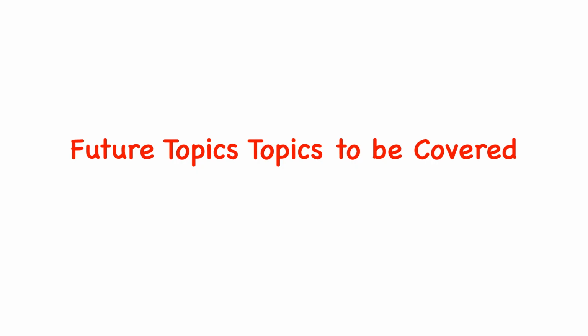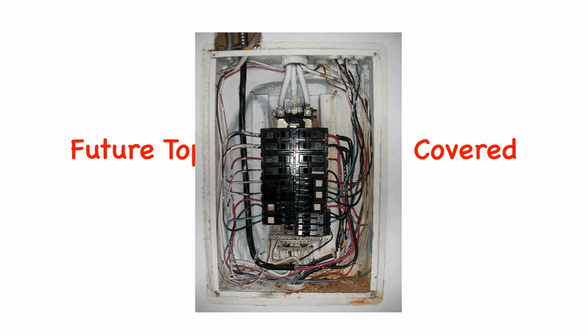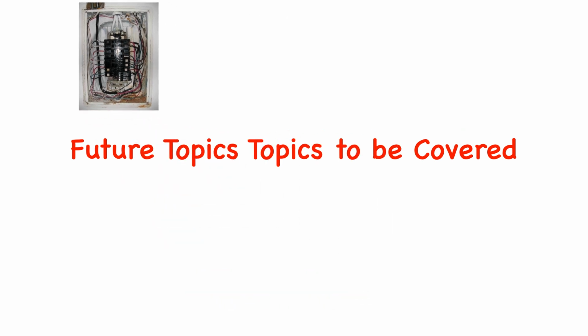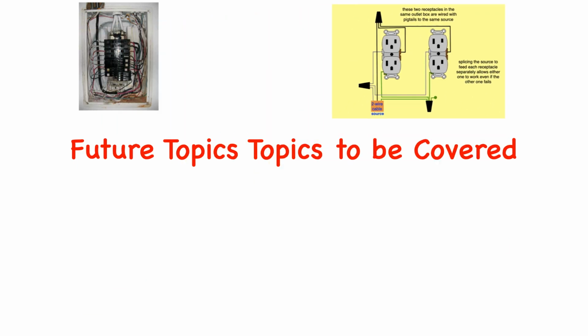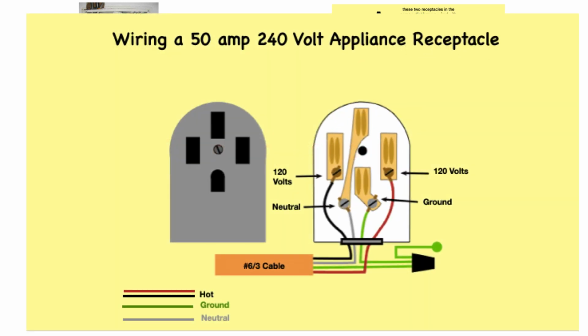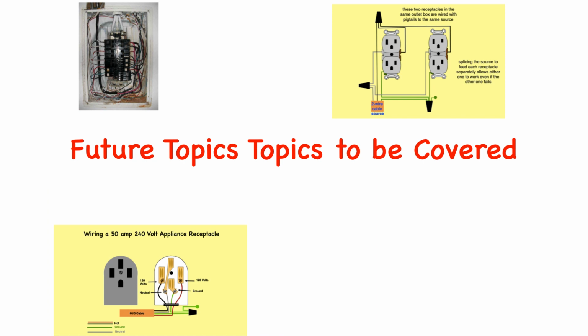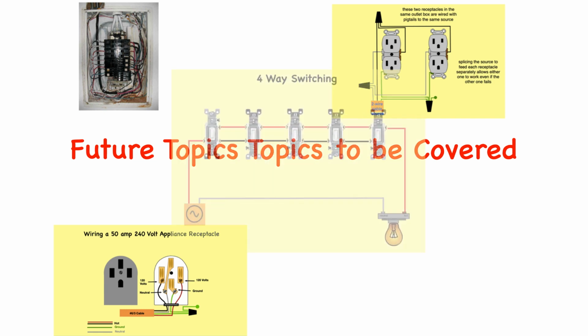Future topics to be covered will include panel wiring. Learn how to properly wire your electrical panel, including identifying circuits, connecting breakers, and ensuring proper grounding. Receptacle connections. Understand the wiring and installation of duplex receptacles, GFCI receptacles for added safety, and AFCIs to protect against electrical fires. Appliance receptacles. Discover how to wire 20 amp, 30 amp, and 50 amp 240 volt appliance receptacles for various household appliances. Light switch wiring.